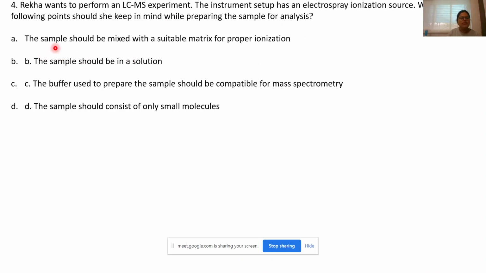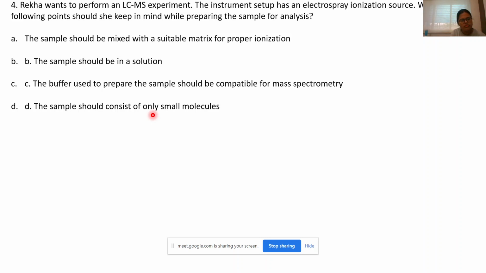Option A, the sample should be mixed with a suitable matrix for proper ionization. Option B, the sample should be in a solution. Option C, the buffer used to prepare the sample should be compatible for mass spectrometry. And option D, the sample should consist of only small molecules. So which of the following is the correct option when you are using ESI as an ionization method in LCMS?